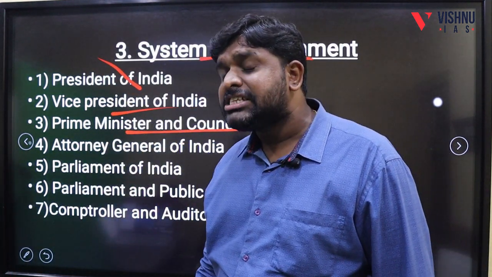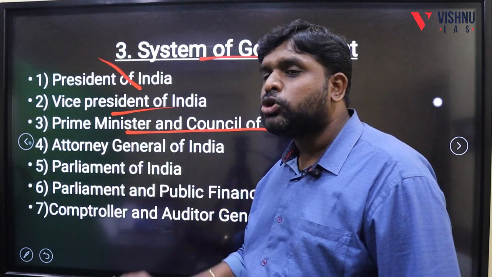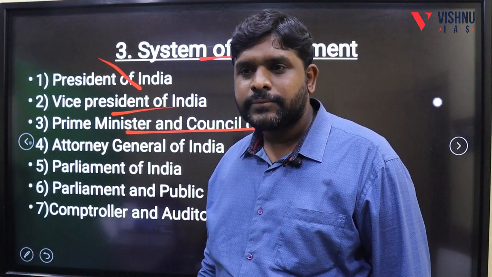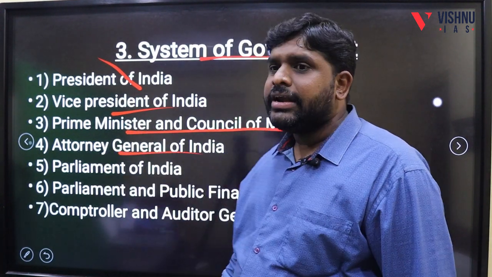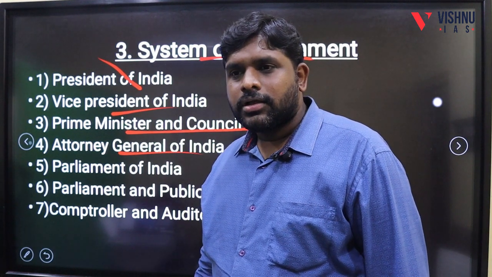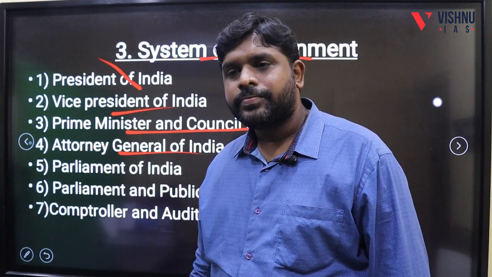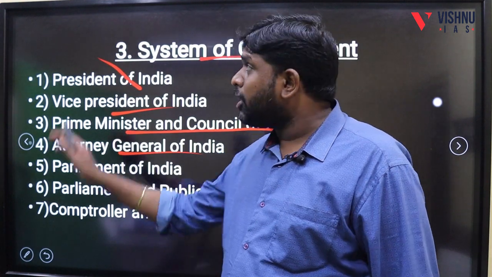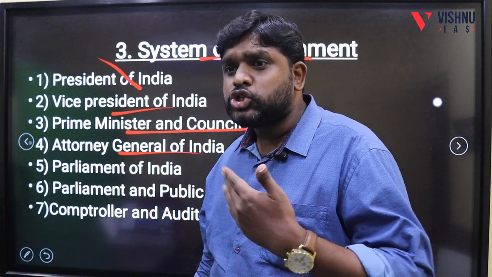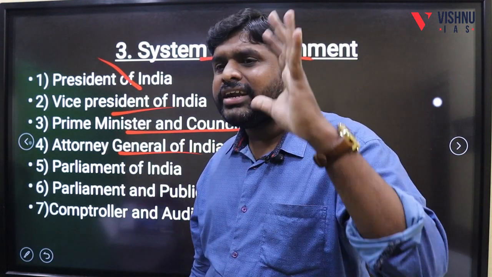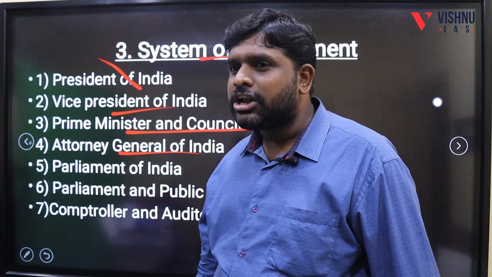Article 74, 75, 76, 77 are very important with respect to the Prime Minister and the Council of Ministers. Attorney General of India is also part of the government. The Attorney General of India is also the highest law officer of the country. Everything about the Attorney General of India.